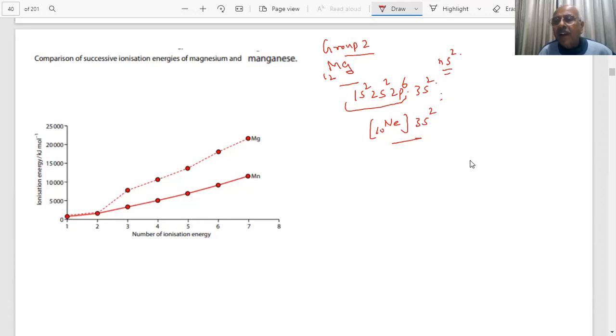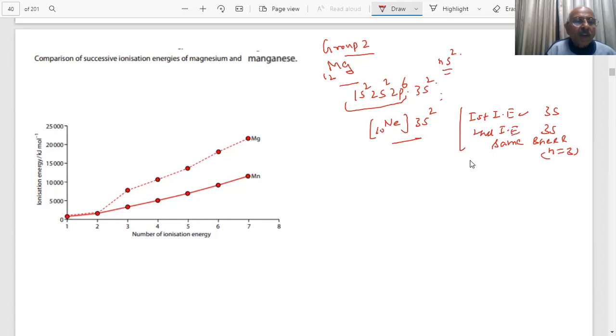So if you remove one electron, the first ionization energy, the electron is removed from the 3s. Second ionization energy, the electron is also removed from 3s, the same shell, n equal to 3. So for magnesium, the first and second ionization energies are not that high, because the electrons are removed from the third shell.